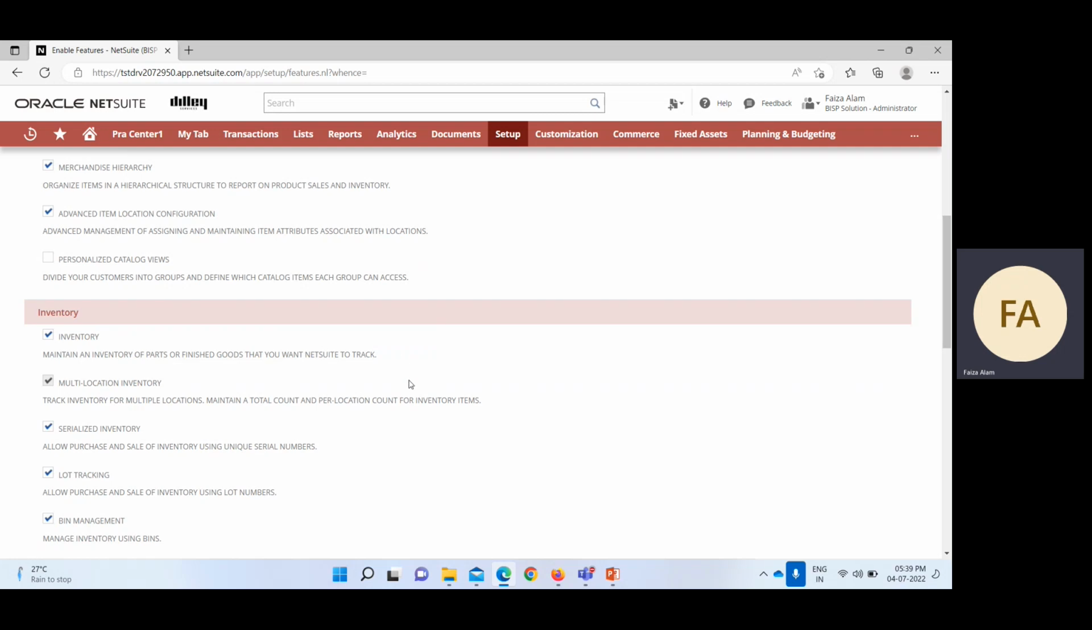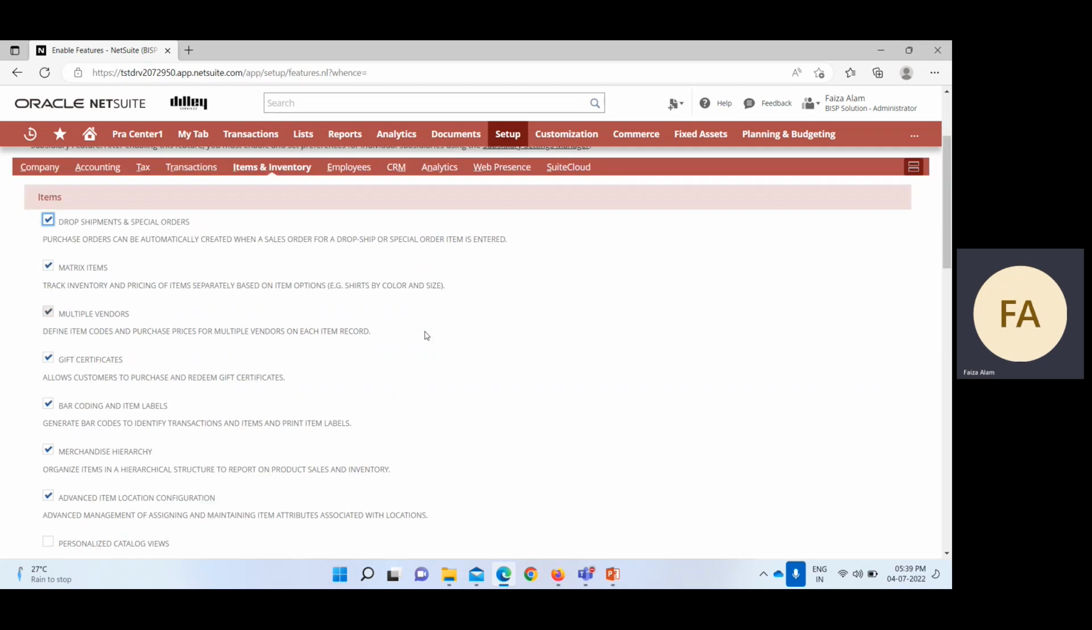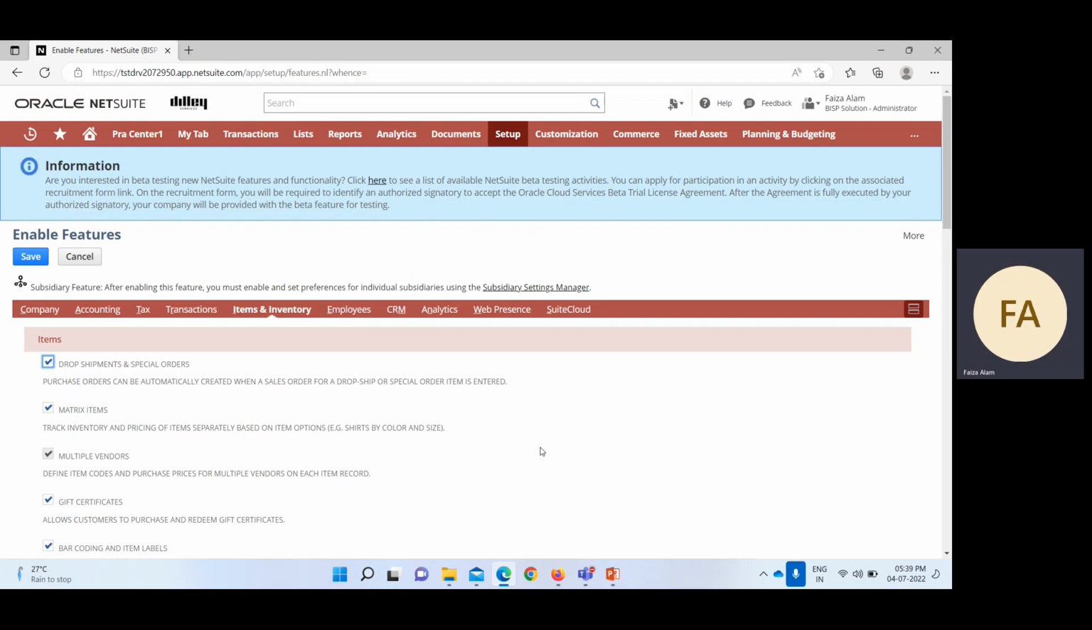So we have seen that all the features are already enabled. We have to remember that for setting up inventory, we have to enable the features by going into the company, transaction, and items and inventory subtabs. So we are done with the enabling features part.